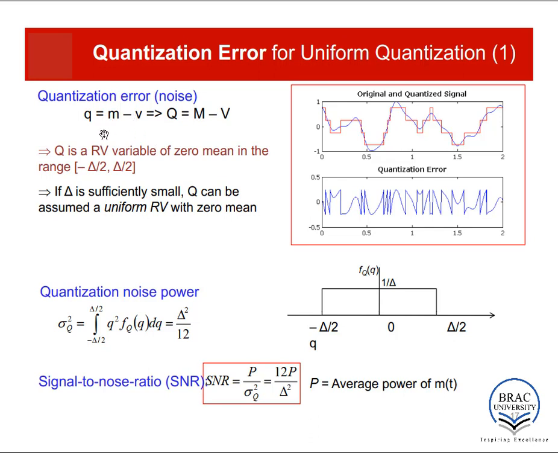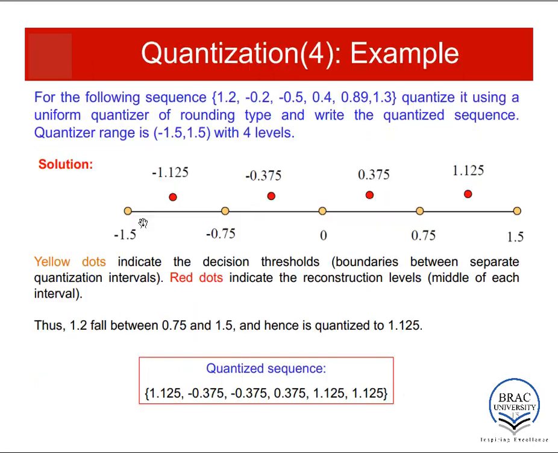So let's analyze what the value of q can be. Let's get back to the example. The step size is delta, so this difference is delta, and this difference is also delta. Now let's say our decision thresholds are minus 0.75 and 0, and we have a quantization level minus 0.375 in between. So if a sample falls anywhere in this range, we will quantize it to minus 0.375, right? And minus 0.375 is exactly in the middle of this range.